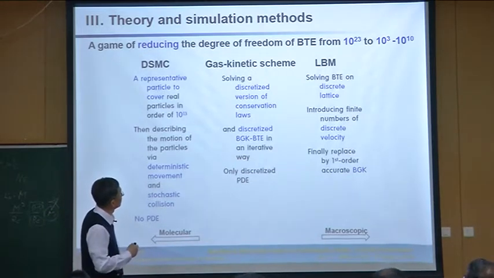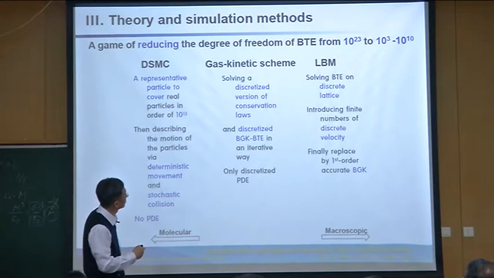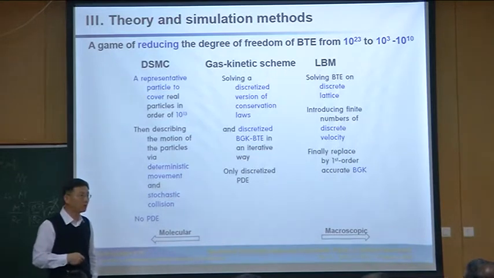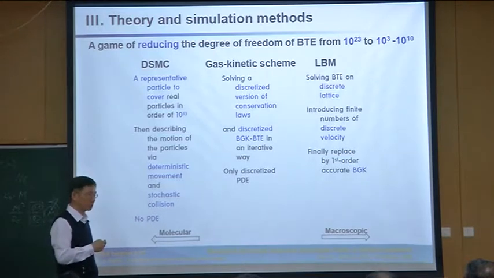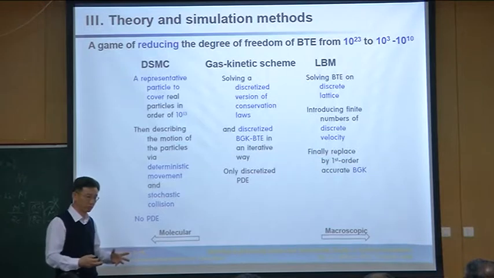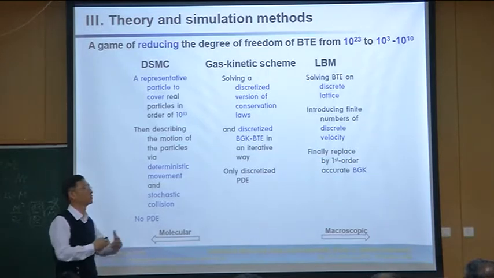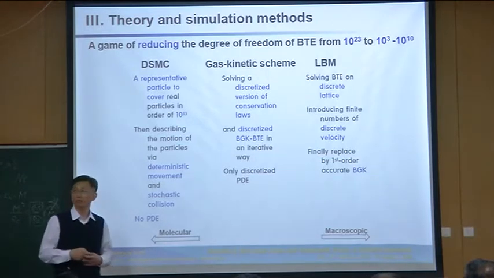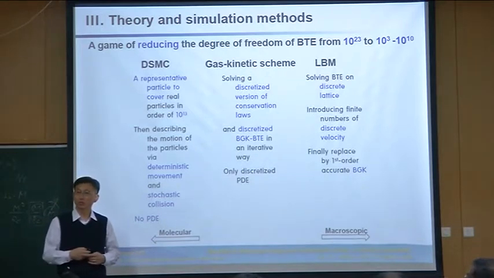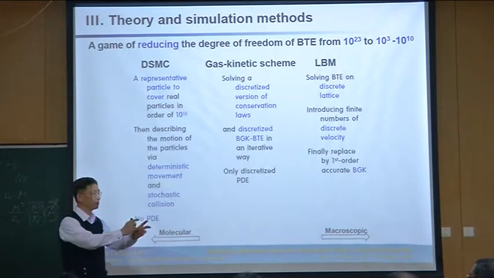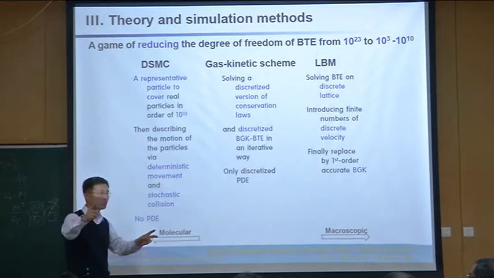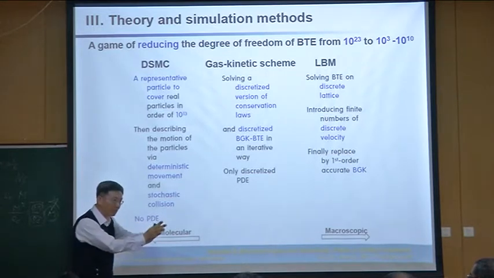The gas kinetic scheme solves, importantly, a discretized version of conventional physical laws. Because of that, this is very stable. Because conservation laws make sure that you cannot be completely wrong. I think the reason why Navier-Stokes is so successful is because it's based on conservation laws. So everything is conservation, so it should be limited by these numbers.